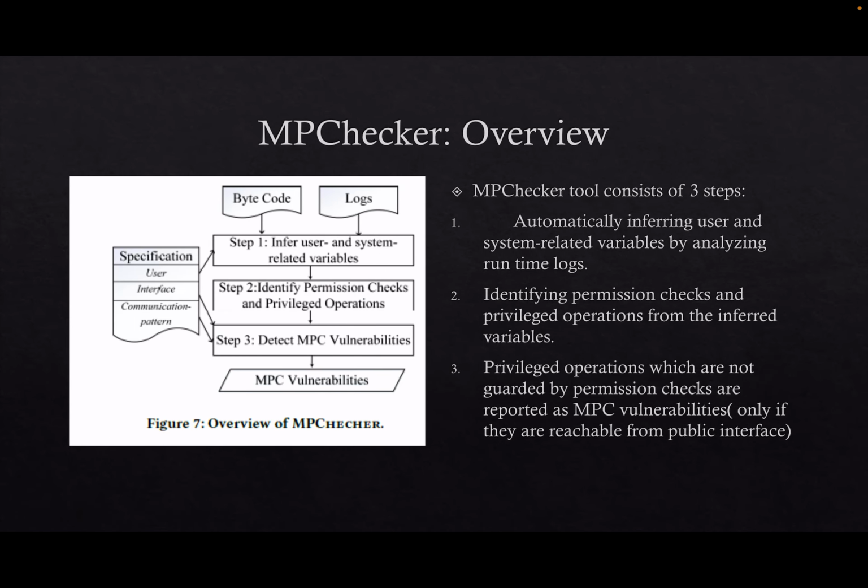Let's talk about the tool that was created by the authors to check for these MPC vulnerabilities, which is called MPC Checker. The MPC Checker tool consists of 3 main steps. First is to automatically infer user and system related variables by analyzing runtime logs. Then, identifying permission checks and privileged operations from the inferred variables. And the last one being privileged operations which are not guarded by permission checks are reported as MPC vulnerabilities. We'll be going through each step in detail in the next few slides. MPC Checker also requires manual specification of usernames, public interfaces, and intercomponent communication patterns.